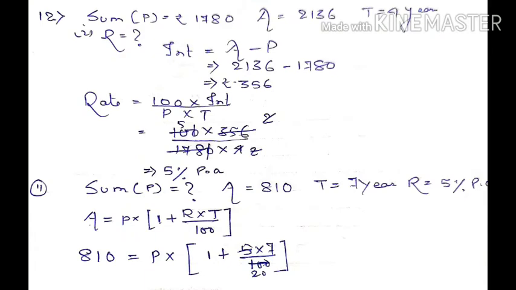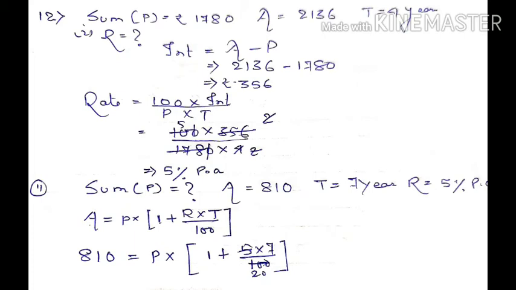A sum of 1780 becomes 2136 in 4 years. Principal is here, amount is here, time is here. What you need? You need rate. For the rate you need 3 things: interest, principal and time. How to find interest? Amount minus principal.